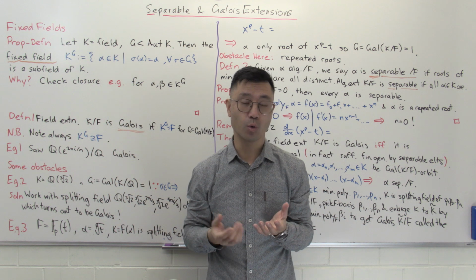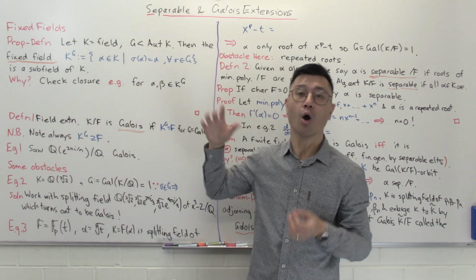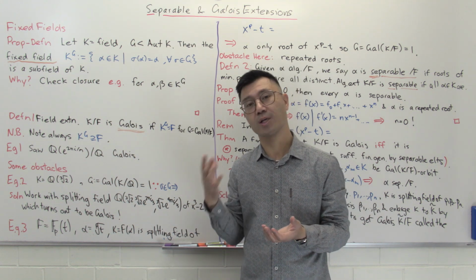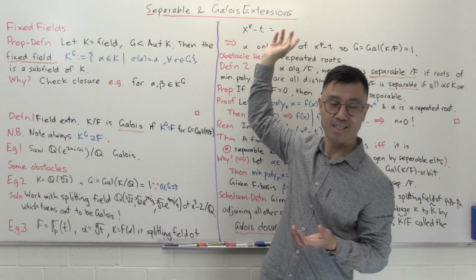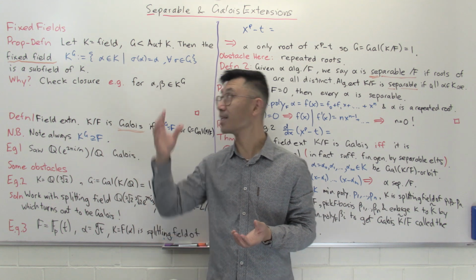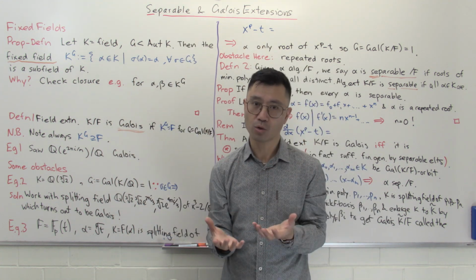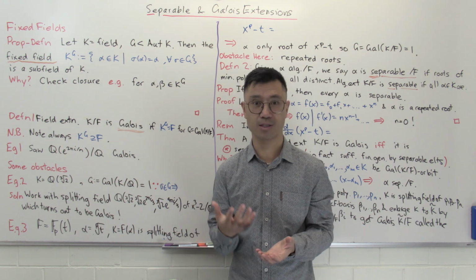Symmetry is most useful when you have a highly symmetric object. And so in this video, I want to talk about which are the really symmetric field extensions where you can really use Galois theory. And it turns out these are the so-called Galois extensions. I also want to talk about two obstacles to being a Galois extension and see, if these obstacles happen, how can you still use Galois theory to get around the situation?